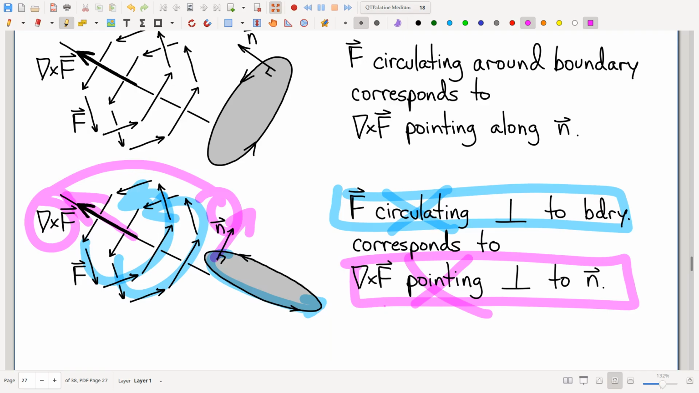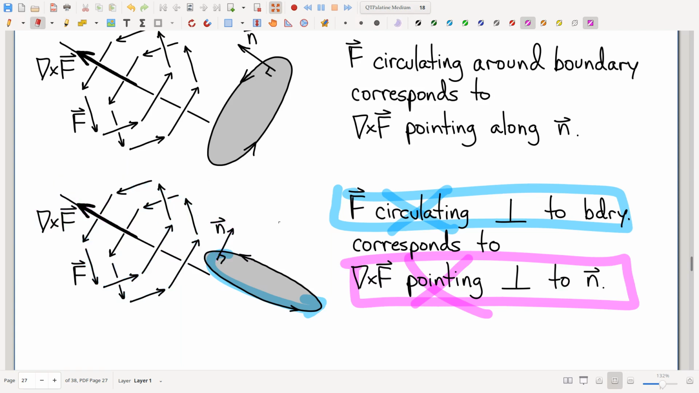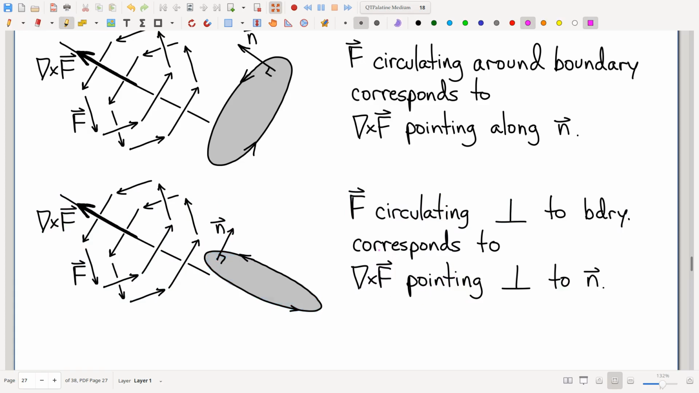These pictures always show that the extent to which the flow is along a boundary is coincidental with the extent to which the curl is along the normal. So again, just for geometric intuition, for your consideration, this doesn't prove anything.